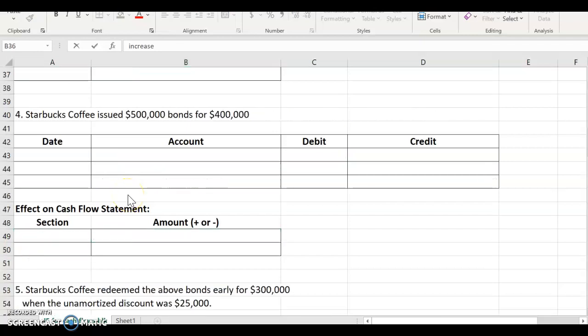Starbucks Coffee issued $500,000 bonds for $400,000. So we issue bonds for the same reason we issue stock. We want money. The difference in bonds is that we have to repay it plus interest. We got cash, so we're going to debit cash for $400,000.